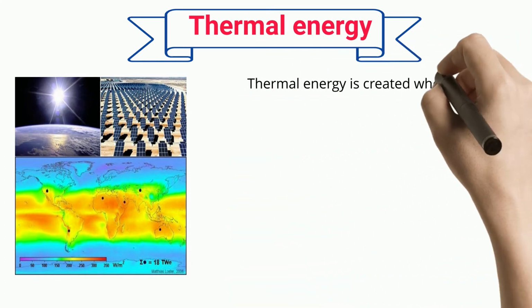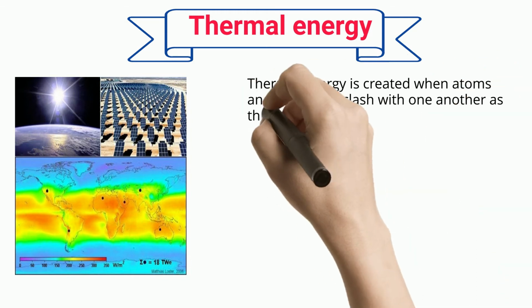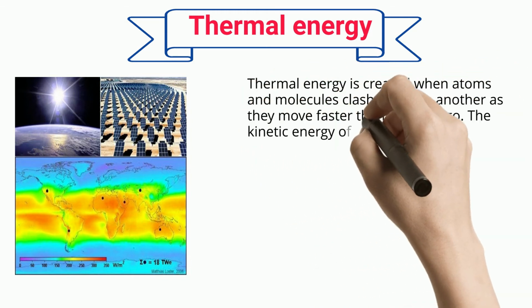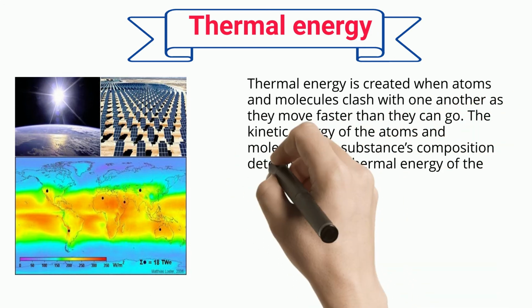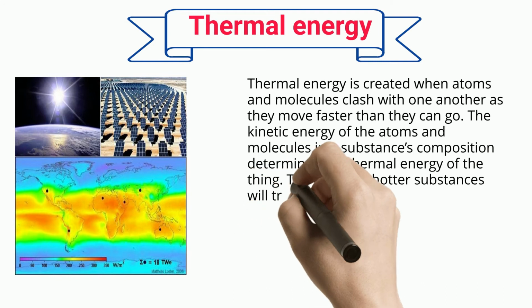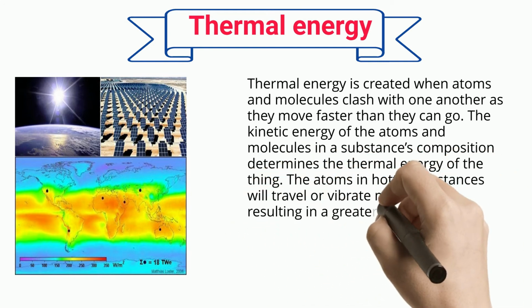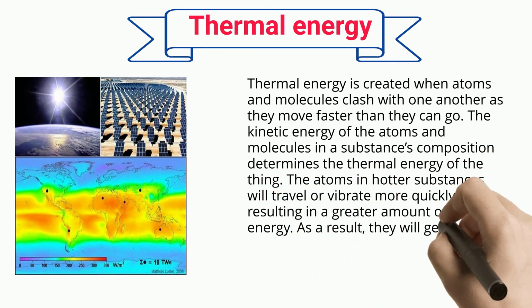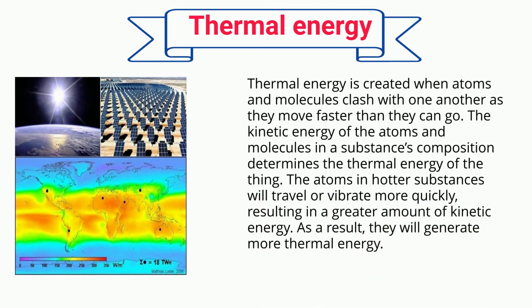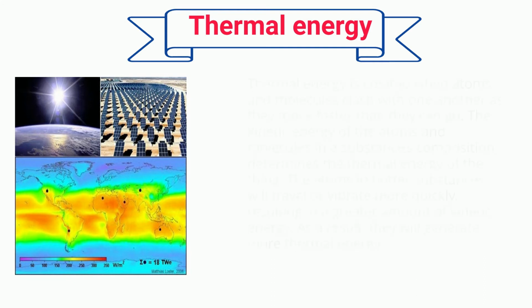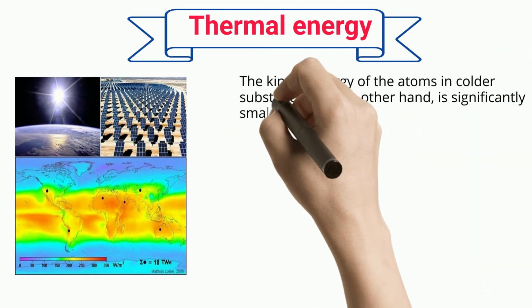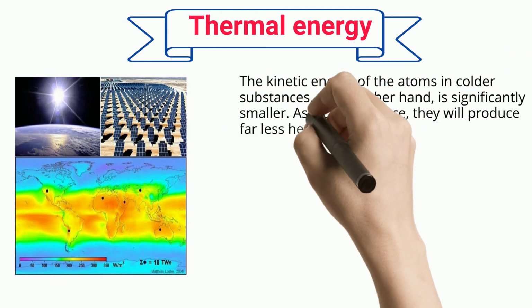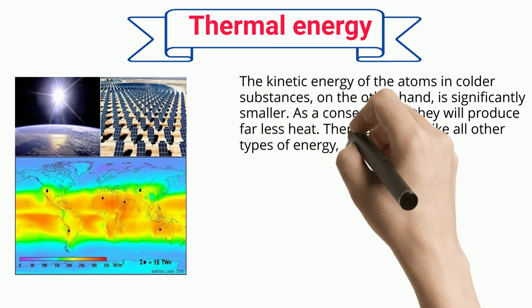Thermal energy is created when atoms and molecules clash with one another as they move. The kinetic energy of the atoms and molecules in a substance's composition determines the thermal energy of the thing. The atoms in hotter substances will travel or vibrate more quickly, resulting in a greater amount of kinetic energy. As a result, they will generate more thermal energy. The kinetic energy of the atoms in colder substances, on the other hand, is significantly smaller. As a consequence, they will produce far less heat.